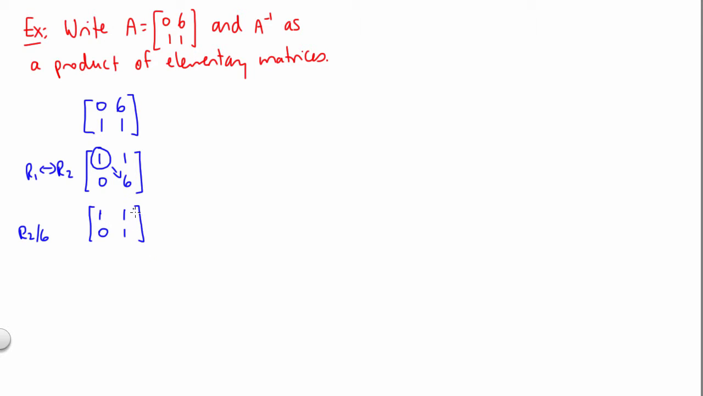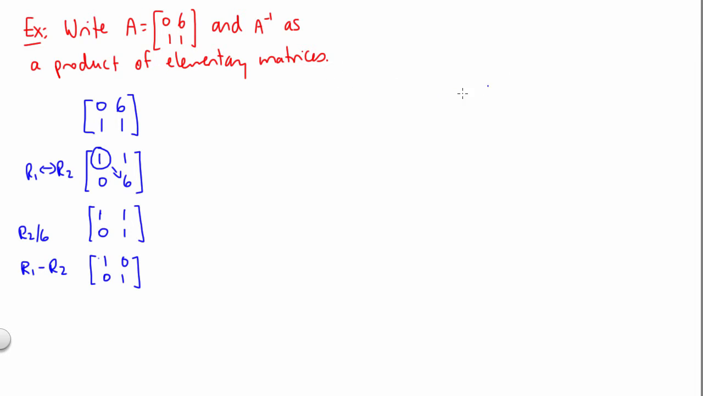And then very last thing we need to do is clean up that second column. So if we replace row 1 with row 1 minus our pivot row, then there we go, we've got the identity matrix now.